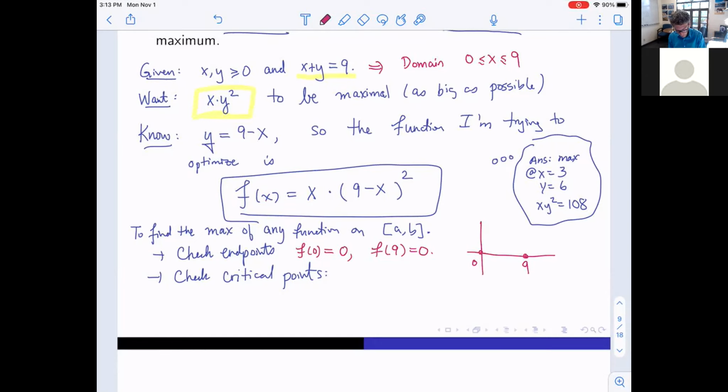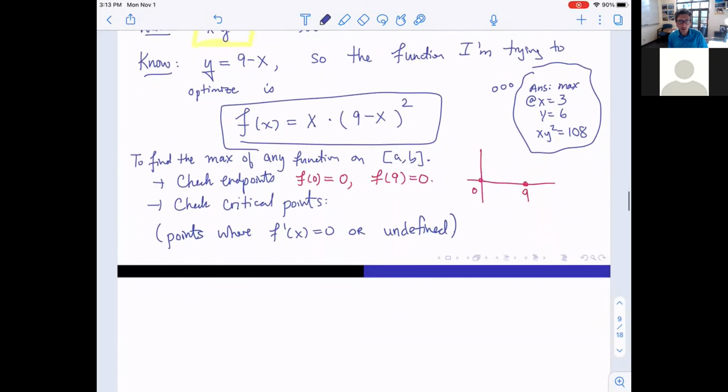And now what we want to do is find the critical points. So let's check some critical points. How do we find critical points? These are points where the derivative is either 0 or it's undefined. And so we're going to work that out and see what we get.